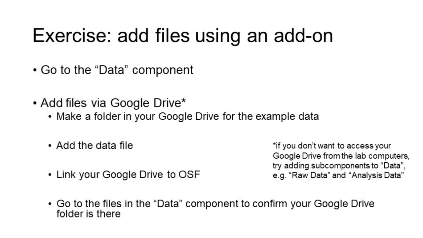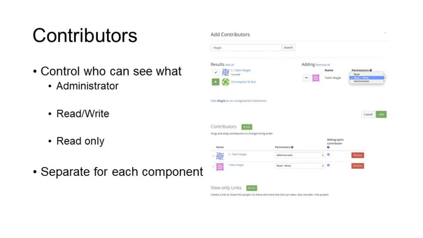First, go to the data component. Then make a folder in your Google Drive or other supported cloud service. Next, add the example data file to this folder. Then follow the instructions to link your Google Drive to OSF. Finally, confirm that the new folder is in the data component files. If you don't feel comfortable linking your Google Drive, you can use this time to practice adding subcomponents.